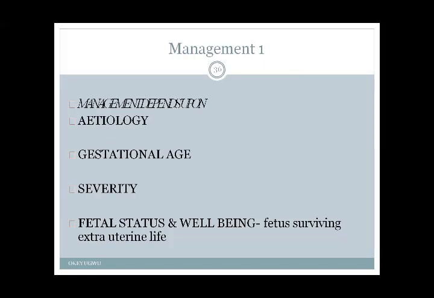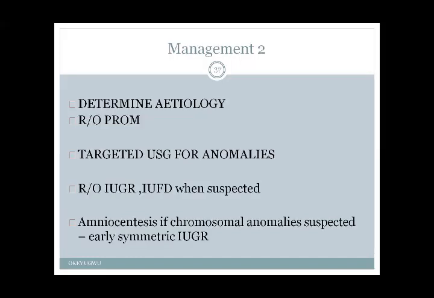What's the severity of oligohydramnios? We have to assess fetal status and well-being, and the chances of fetal survival in extrauterine life, and then manage accordingly. While determining the etiology, is there a history of rupture of membranes or premature rupture of membranes? Was a targeted ultrasonography for anomalies done, which is mostly done at 20 weeks' gestation? Is there a history of intrauterine growth restriction, or is intrauterine fetal demise suspected? Was amniocentesis done if chromosomal anomalies were suspected?